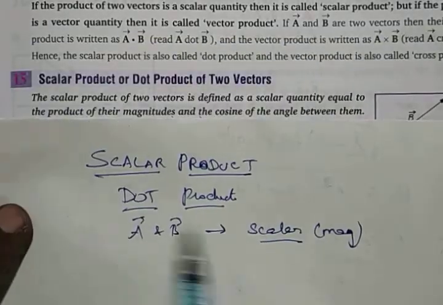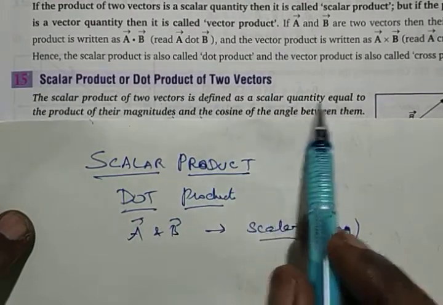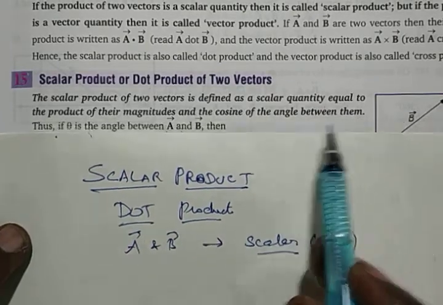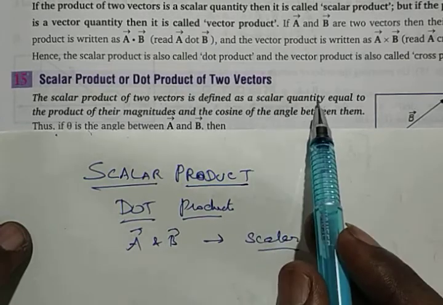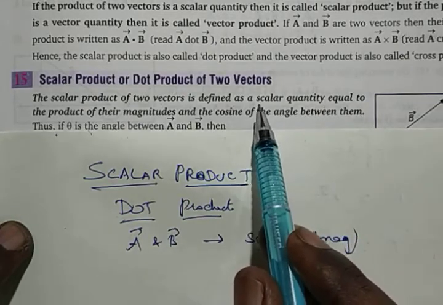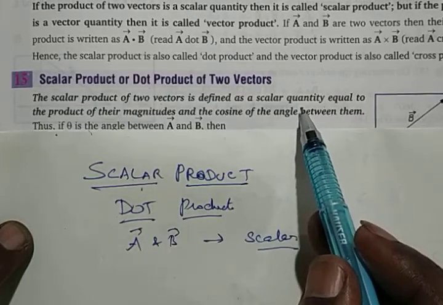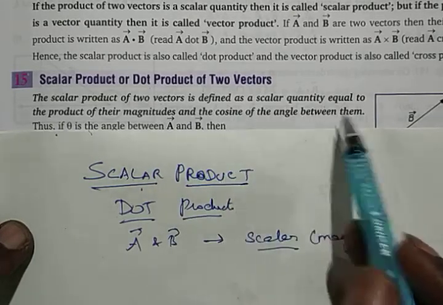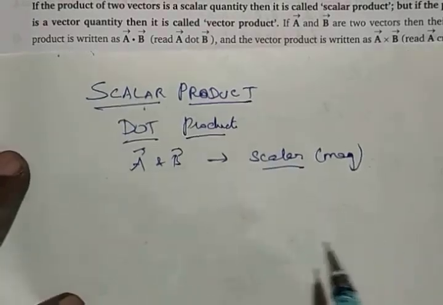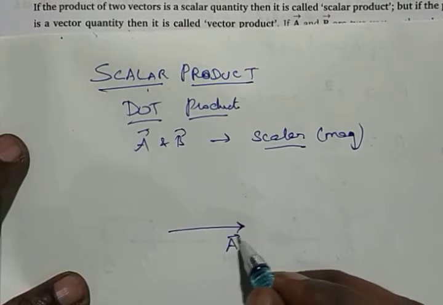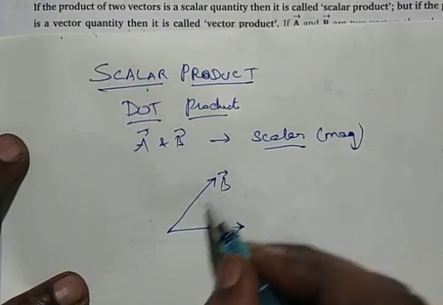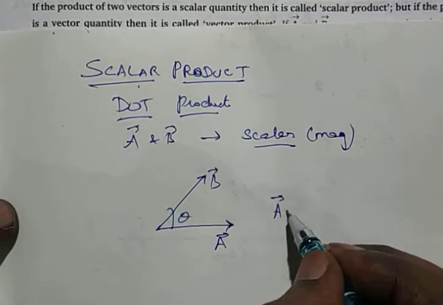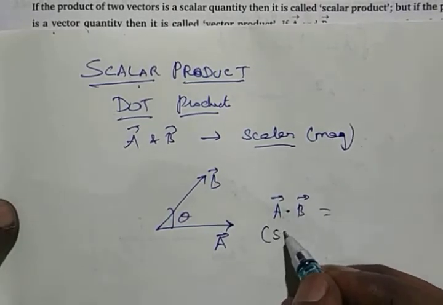The scalar product of two vectors is defined as the scalar quantity equal to the product of their magnitudes and the cosine of the angle between them. So finally you will get a scalar quantity, equal to the product of the magnitudes of the two vectors and the cosine of the angle between them. Let me give you an explanation. If you have A vector here and B vector here, with an angle between them, the product of these two can be written as A dot B, and this product is a scalar product.